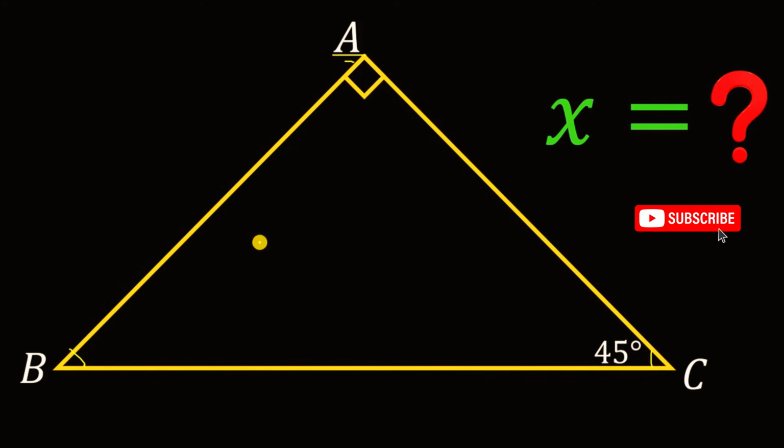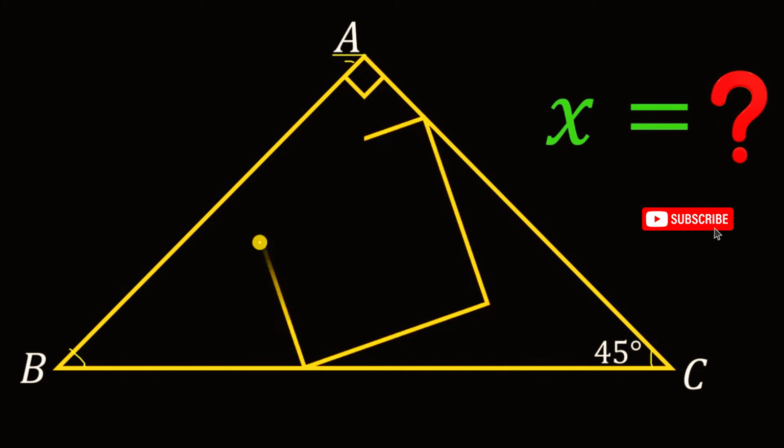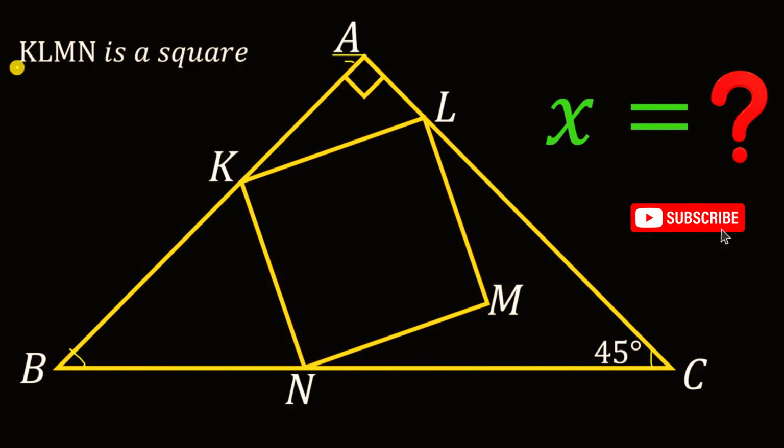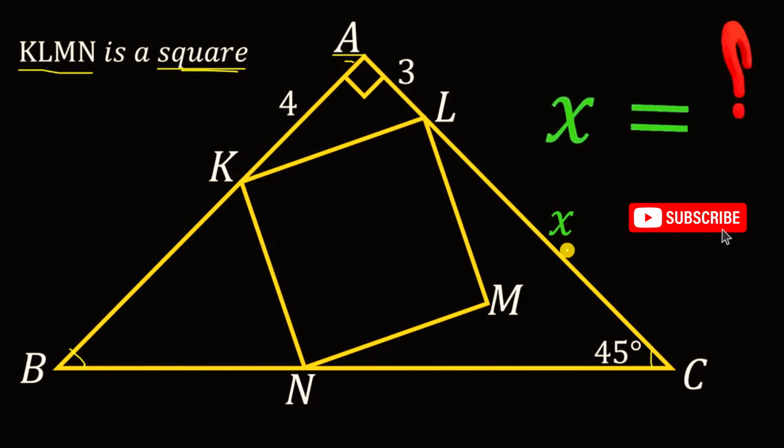Now, let's draw a square inside of it, and let's call this square KLMN. So again, KLMN must be a square. And then, this segment AL must be equal to 3 units. This segment AK must be equal to 4 units. Now, this LC must be X. Now, the question, our goal, is to find the value of X.